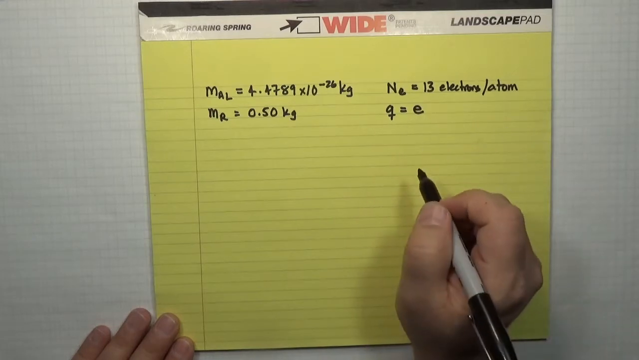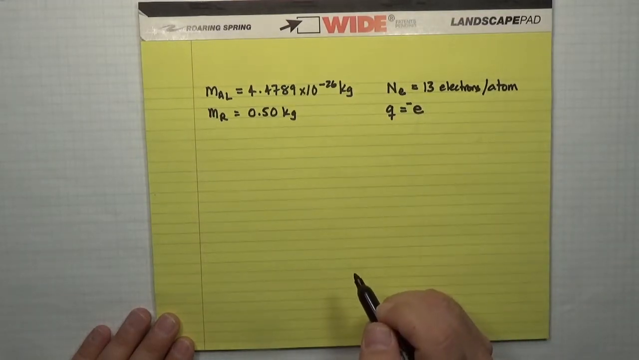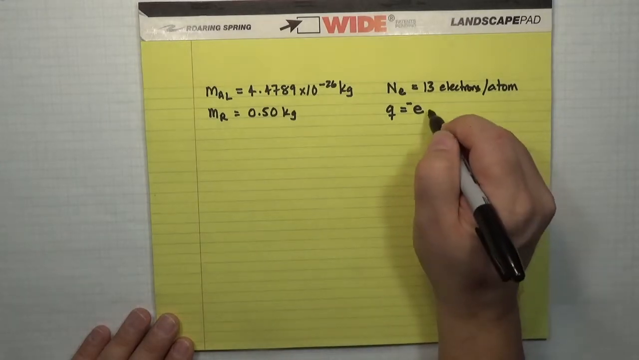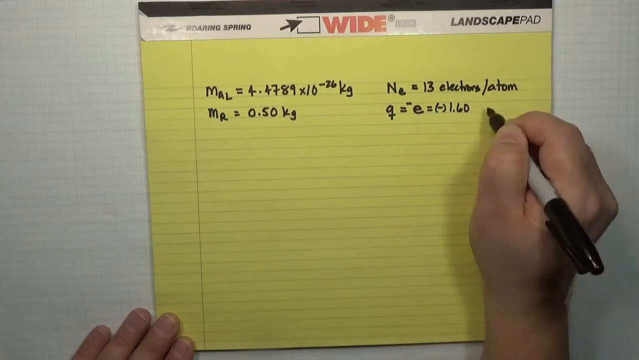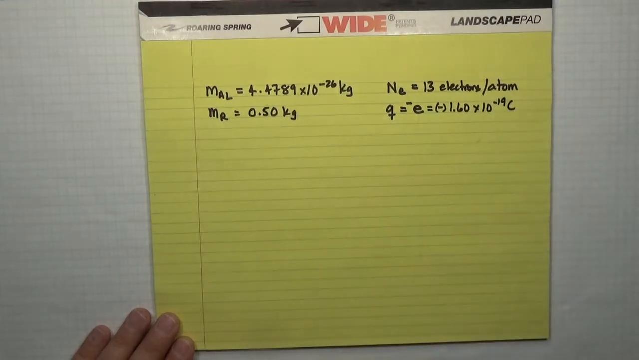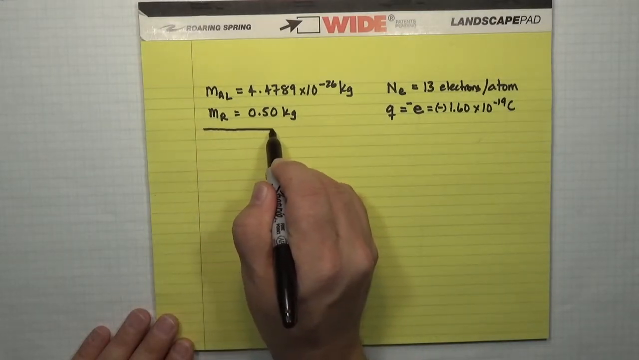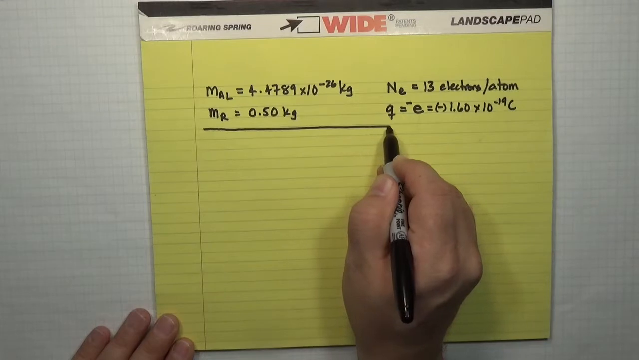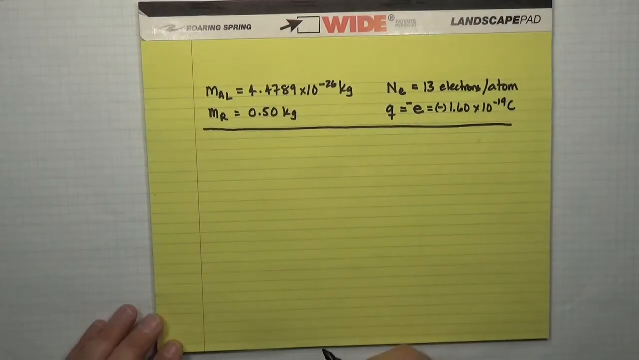The charge on the electron is the negative value of the fundamental charge, which is minus 1.60 times 10 to the minus 19 coulombs. Okay, so we're interested in the total charge, and by and large you can calculate that by looking up numbers and just multiplying them together.